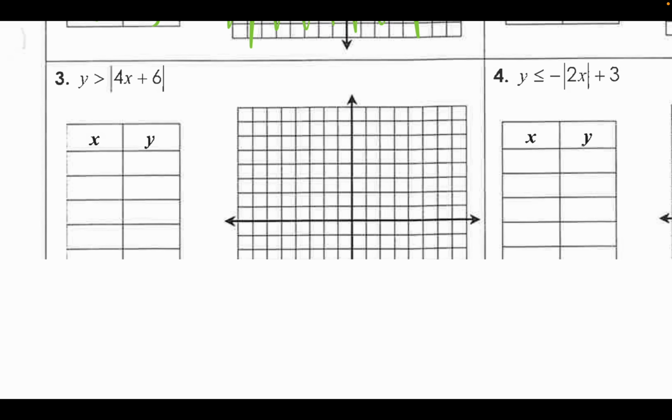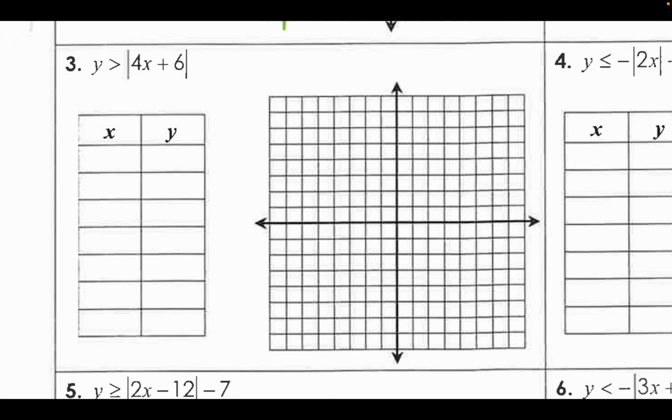On number 3 here, y is greater than the absolute value of 4x plus 6. So I take 4x plus 6, I set it equal to 0, I solve, and I get x to be negative 3 halves.